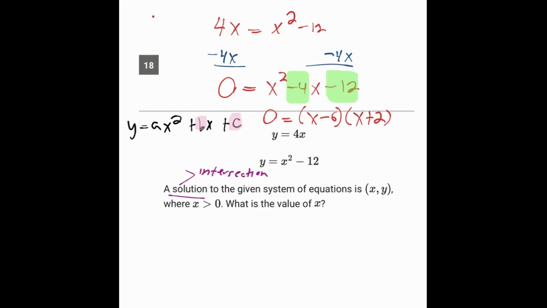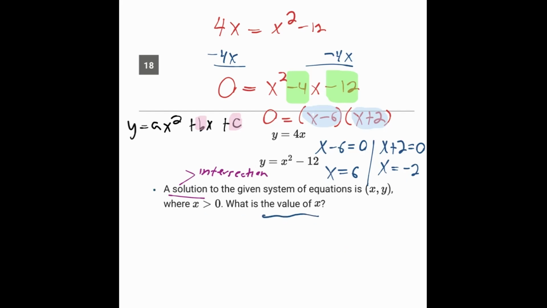And now we have the zero product rule. That says that if two parentheses multiply together and the answer is 0, that could only have happened if one of them actually was 0. So let's set them both equal to 0. X minus 6 is 0. X plus 2 is 0. And solve them both. Add 6 to both sides here. Take away 2 from both sides here. And we have 6 and -2.